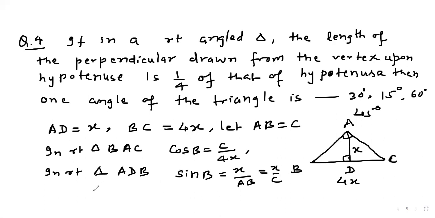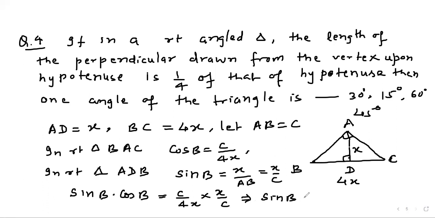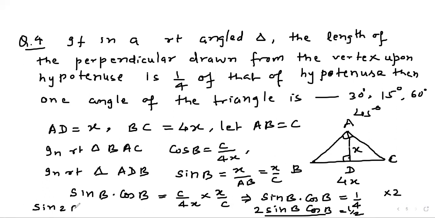Now we multiply these two. So sine B cos B equals c upon 4x times x upon c, which gives sine B cos B equal to 1 by 4. Now we multiply by 2. So 2 sine B cos B equals 1 by 2. 2 sine B cos B equal to sine 2B. So sine 2B equal to 1 by 2, which is the value of sine 30 degree. From here, we get B equal to 15 degree, which is our answer. So the correct option is 15 degree. Thank you.